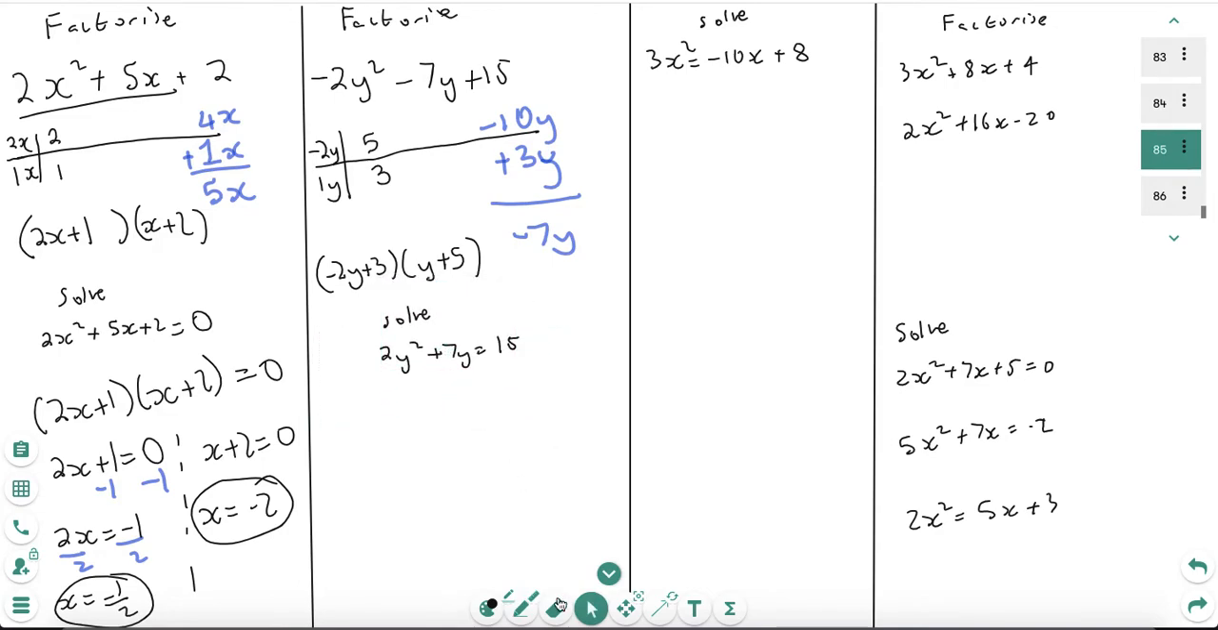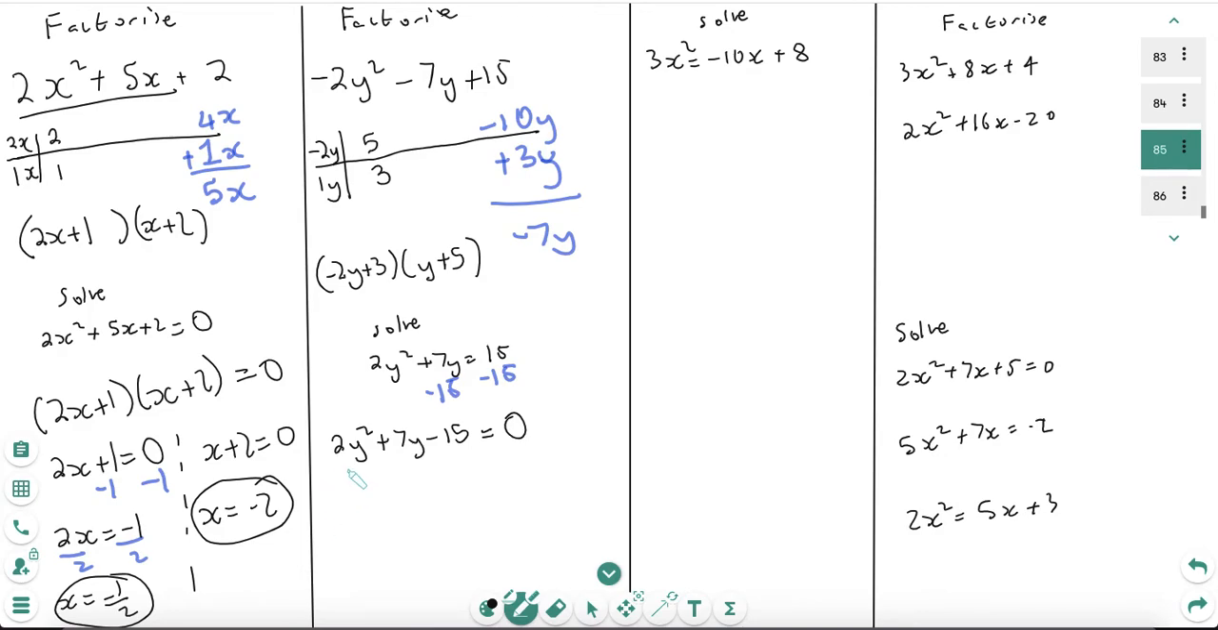Now, the question is to solve. Ooh, I see a square term, a single letter term, and a number term. But the other side is not 0. So how do we get rid of that 15? Well, 15 is positive 15. So I'm going to minus 15 on both sides to make the other side 0. So it's 2y squared plus 7y minus 15. 15 minus 15 is 0. Okay.